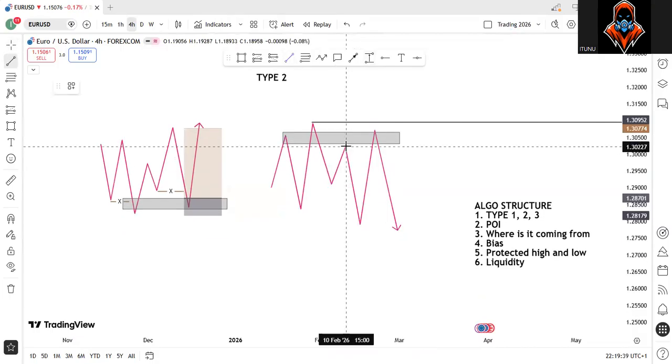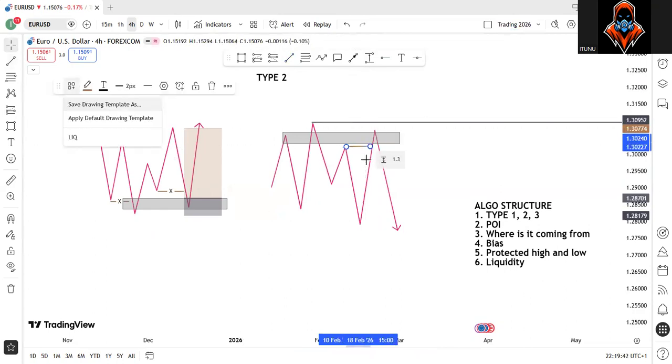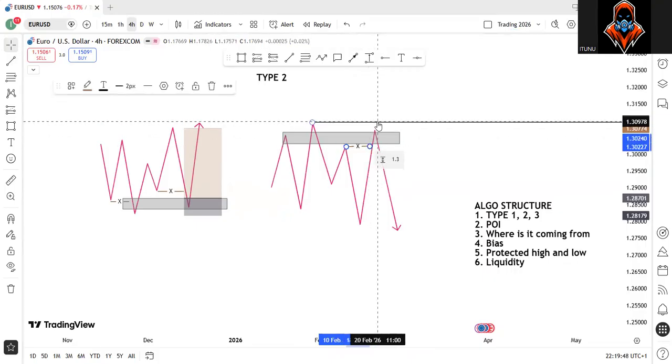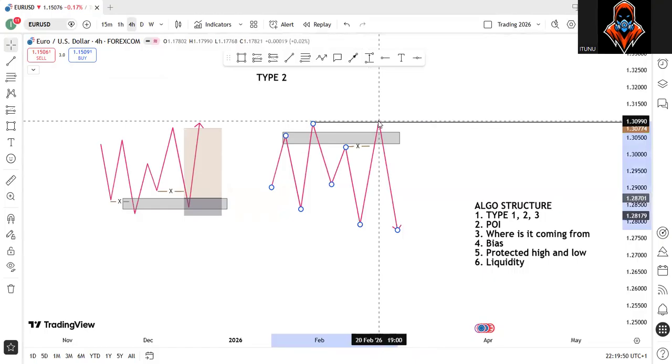Liquidity created, which is our substructure, is our liquidity, where we expect price to take out. But this place is meant to be protected, so price is not expected to take out this level.